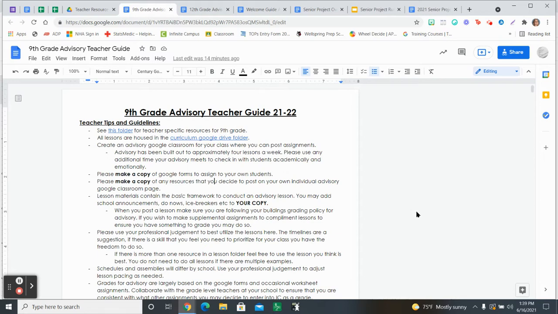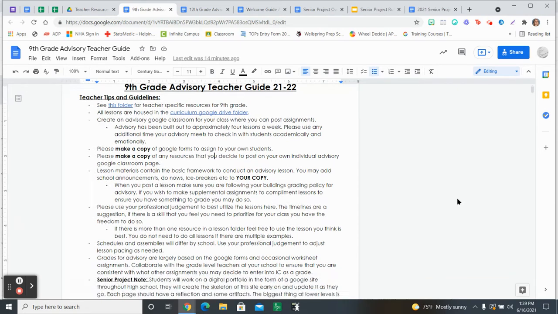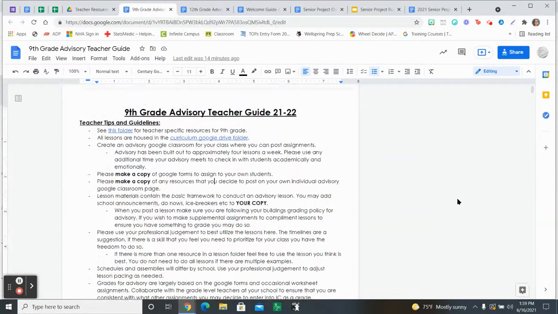On the front page, you'll see directions on how to make copies of assignments. I would suggest having each of your staff members make a Google Classroom for their advisory. That's where they can post copies of the assignments that they make from the curriculum. Or if they have any school-specific things to add, they can do so on their own Google Classroom. All of the lesson materials have been formatted and built out to approximately 4 days a week for advisory.